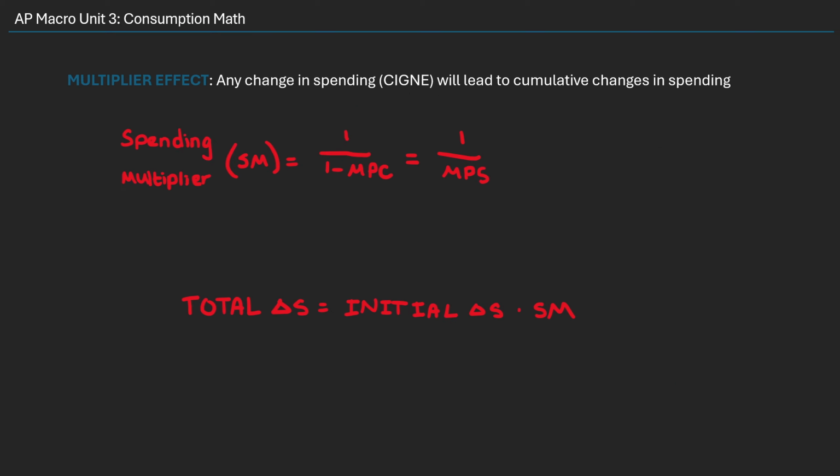The multiplier effect means that any change in spending, so CIGNE, consumption, investment, government, and net exports, will lead to cumulative changes in spending. To calculate the spending multiplier, it's 1 divided by 1 minus the MPC, or 1 over the MPS. So the total change in spending is going to be your initial change in spending times your spending multiplier.